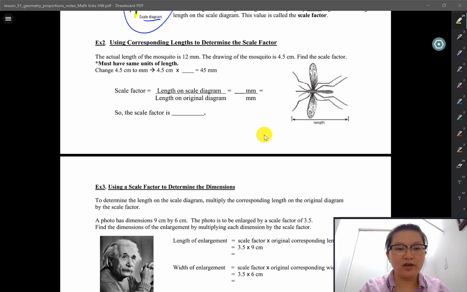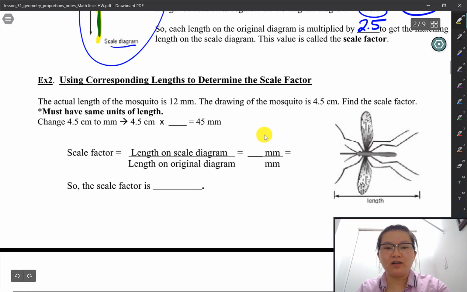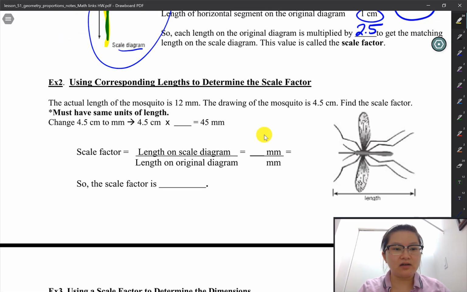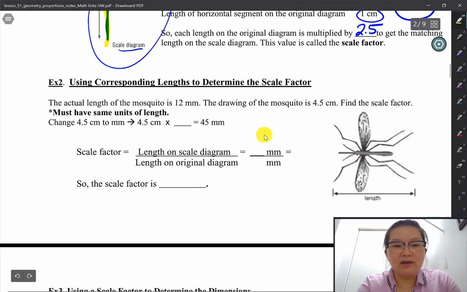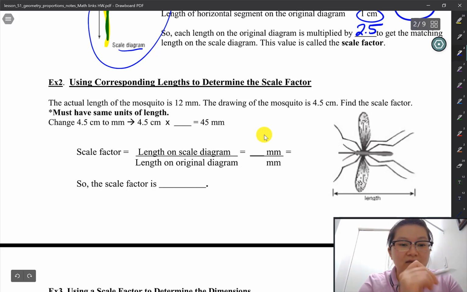So, let's get going with example 2. Using corresponding lengths to determine the scale factor. Here, I have an actual mosquito. The actual length of the mosquito is 12 millimeters. The drawing of the mosquito is 4.5 centimeters. Find the scale factor. The question even reminds us that we have to make sure the lengths are in the same units.